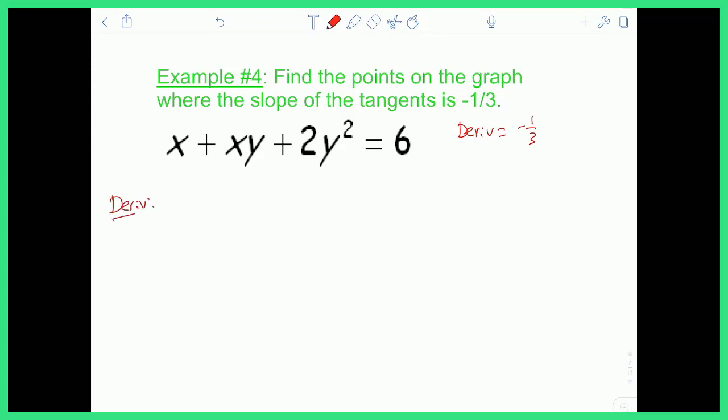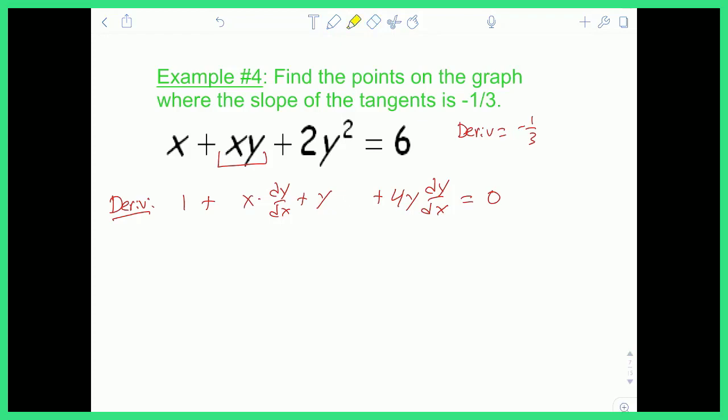So the derivative of x is just 1, plus the derivative of xy is the product rule again. So it's x times dy/dx plus y times the derivative of x, which is 1, plus 4y dy/dx, got to chain that dy/dx, is equal to the derivative of 6, which is 0. So if I just drop the parentheses, because this is addition, it's not really necessary, and I can get rid of the times by 1 because I don't really need that.